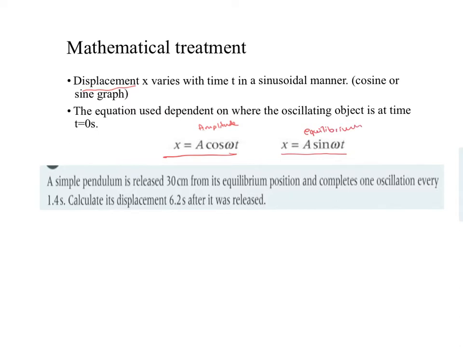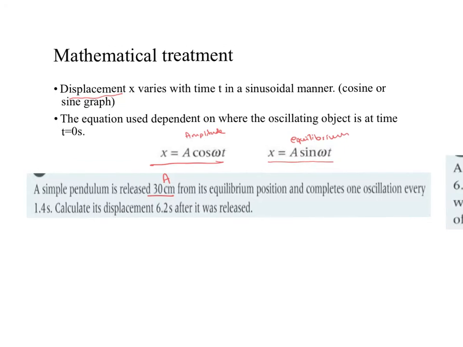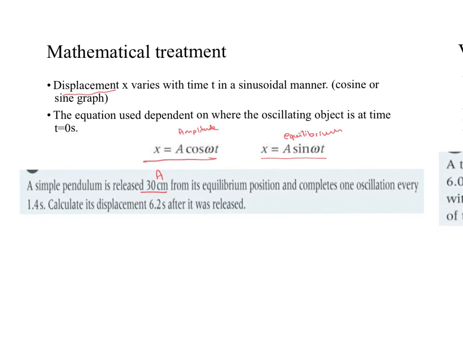So this is an example question. It says a simple pendulum is released 30 centimeters from its equilibrium position. So that's the amplitude already. You know that no energy is created or destroyed, so if it's released from 30 centimeters, it will end up at 30 centimeters on the other side too. It completes one oscillation every 1.4 seconds. So that's another way of saying that's the period. Calculate the displacement 6.2 seconds after it was released.